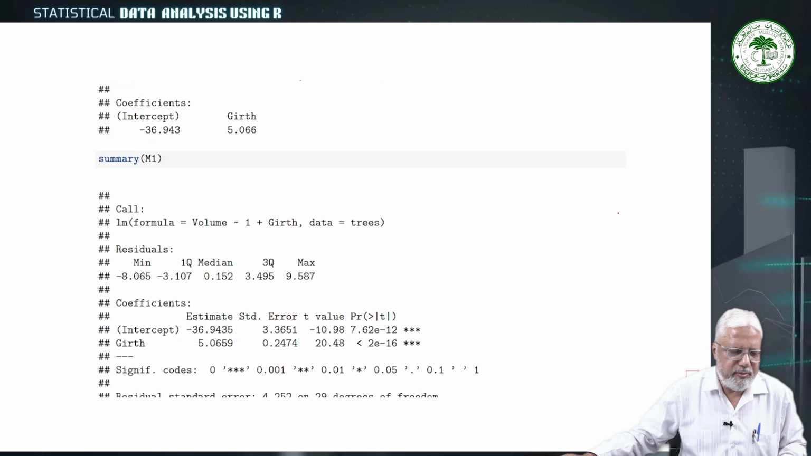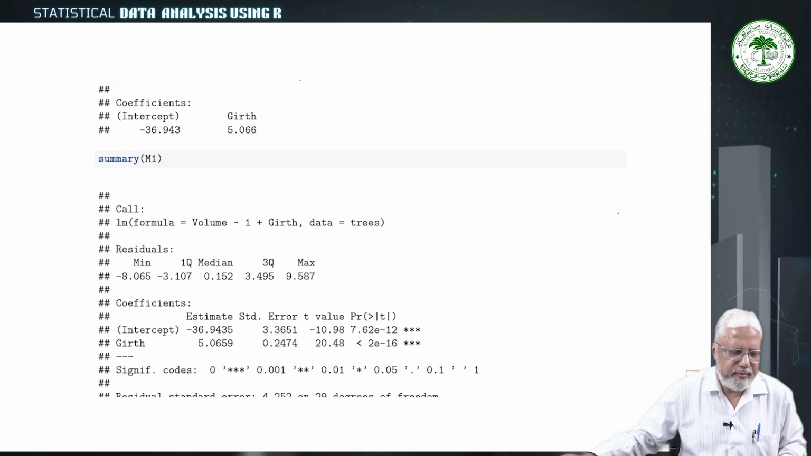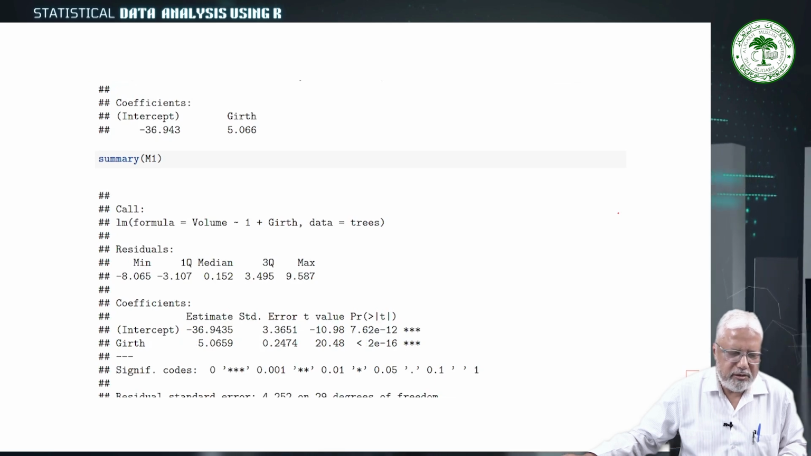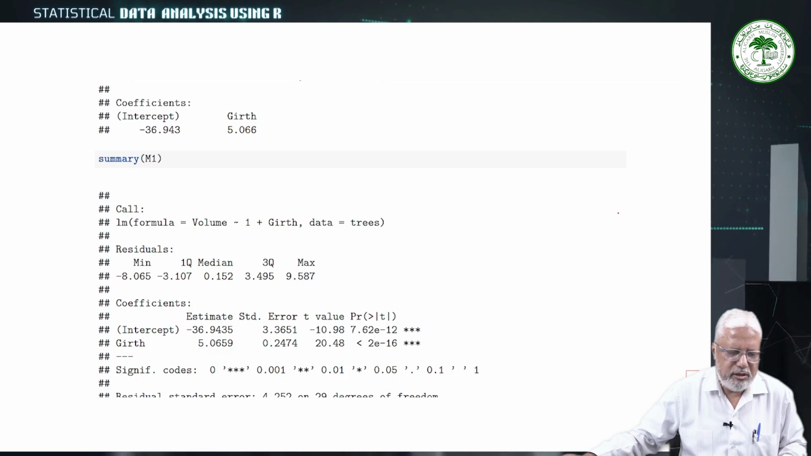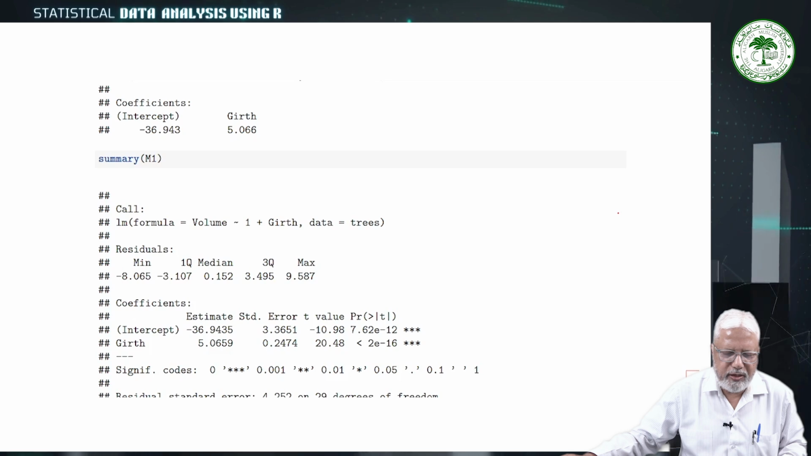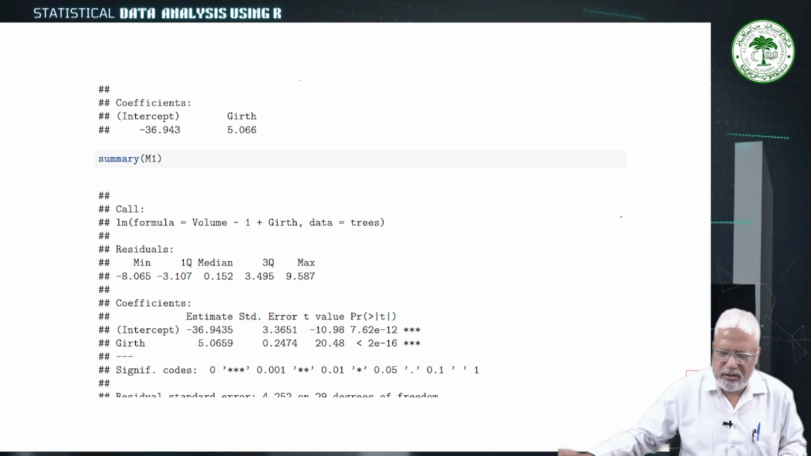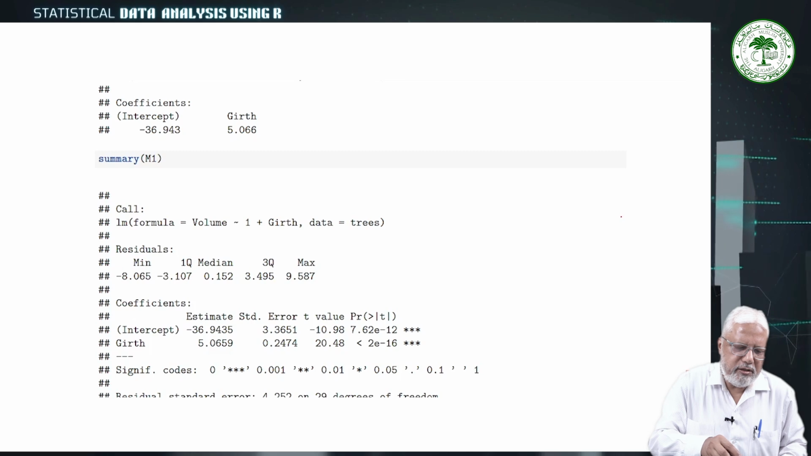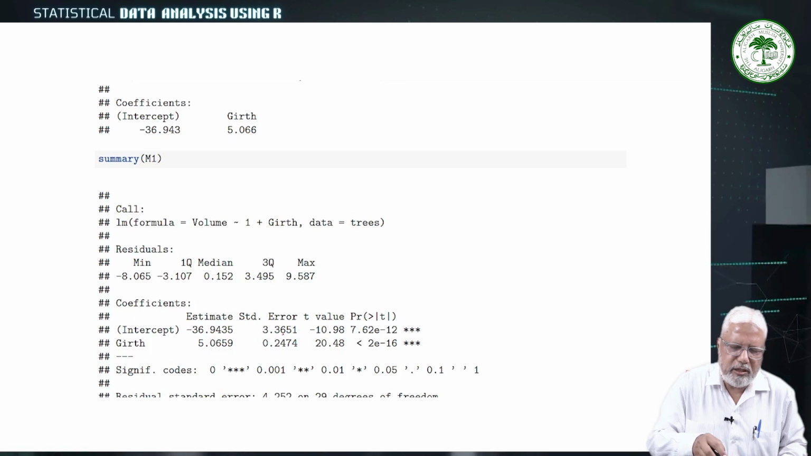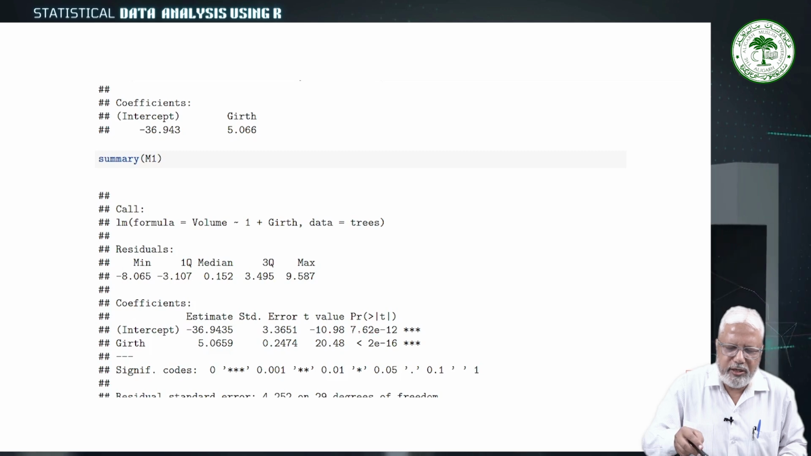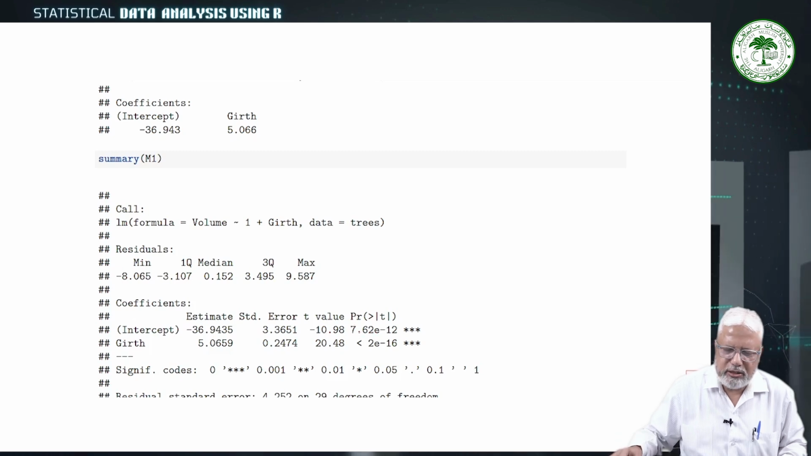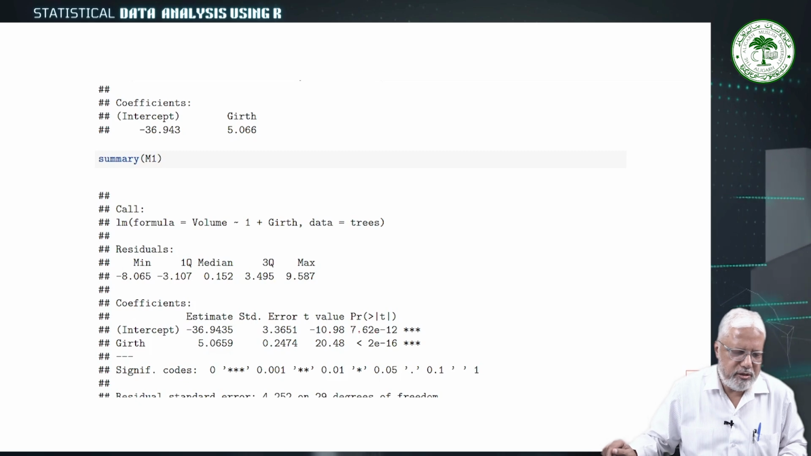And then we are talking about the estimates, intercept and beta naught. Estimate of intercept is minus 36.943, its standard error is 3.351, and if we divide this 36 point something by the standard error, it is the t value. And the probability of this I have already explained in my last lecture, how these things are computed.